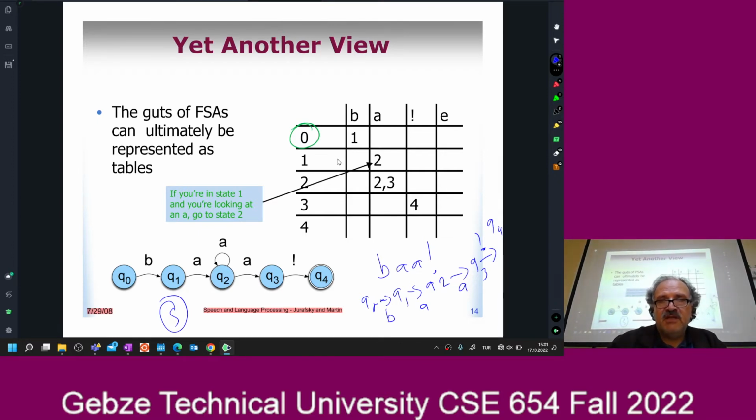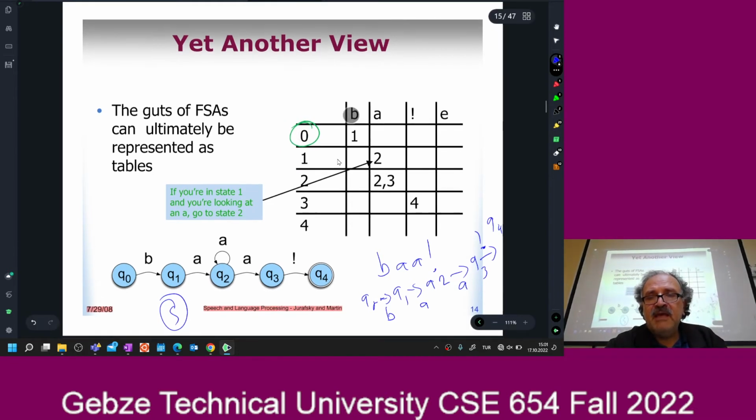Transition function. While I am at state 0, Q0, if you give me a B, I will be at state 1. While I am at state 1, if you give me an A, I am at state 2. If I am at state 2, if you give me an A, you will be either in 2 or 3. So what does that mean?